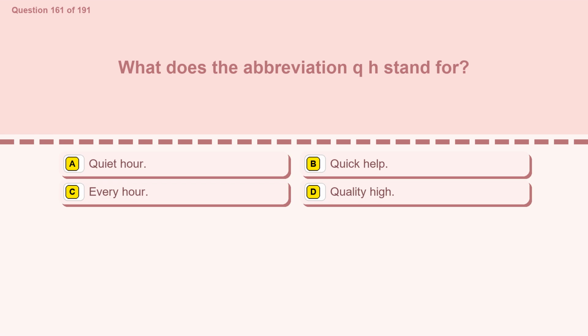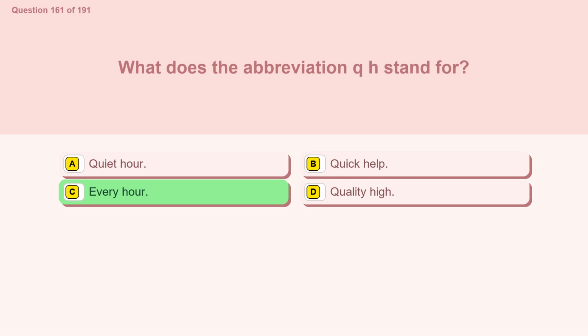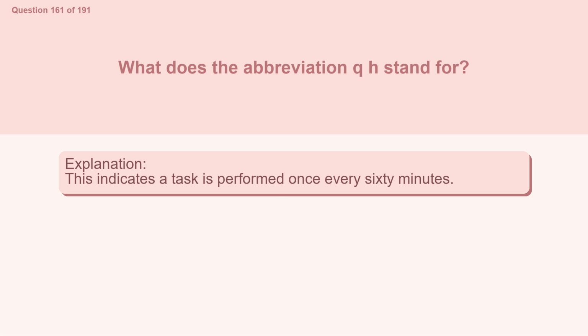Question 161. What does the abbreviation QH stand for? Option A, quiet hour. Option B, quick help. Option C, every hour. Option D, equality high. The correct answer is option C, every hour. This indicates a task is performed once every 60 minutes.